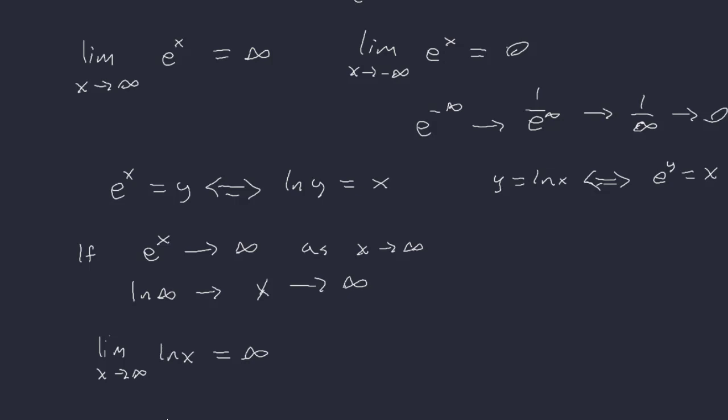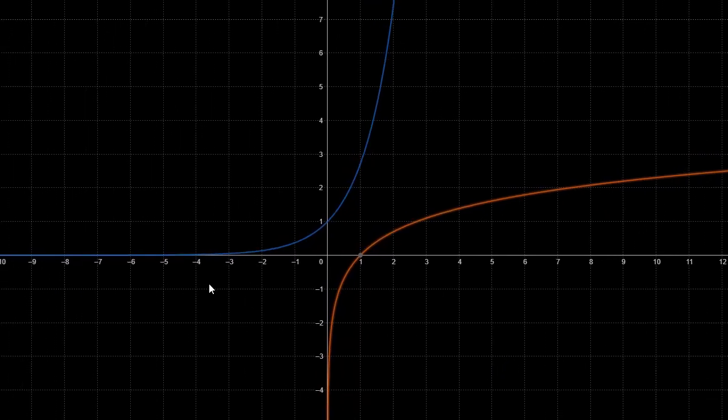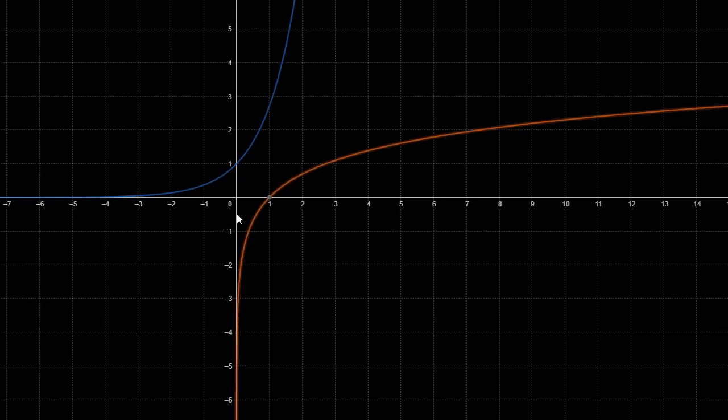Okay, now we can't take the limit of natural log as it goes to negative infinity, because it doesn't exist for negative values. But instead what we can say is it does have an infinite limit at 0. If we approach 0 from the right, we have a vertical asymptote for the natural log. Okay, so here's some graphs detailing that. Here's e to the x. You can see it blows up as x goes to infinity and shrinks down to 0 as x goes to negative infinity. And here's ln of x.